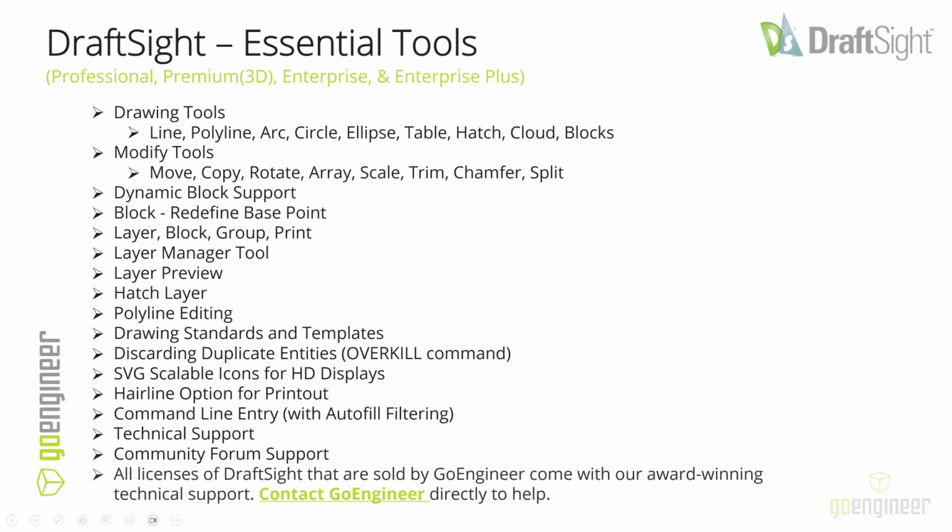You can also do SVG scalable icons. You also can do command line entry, where when you go down to your command line, it has an auto filter as well. You can type in as few letters as you need to find what you want, and you can activate the command from there. There's technical support included, a community forum as well, and of course all licenses of DraftSight are sold by GoEngineer.